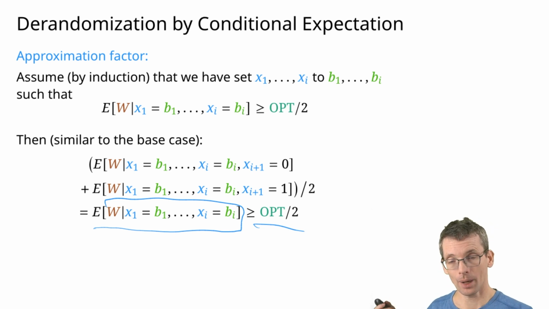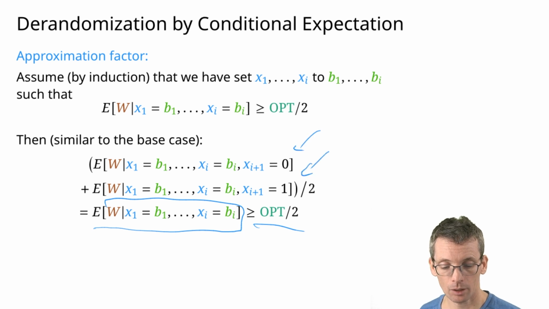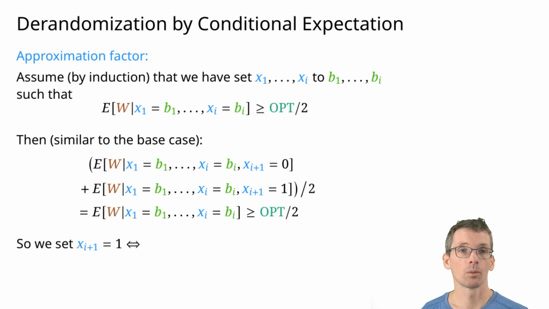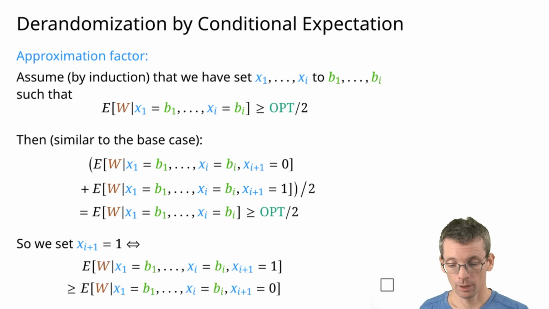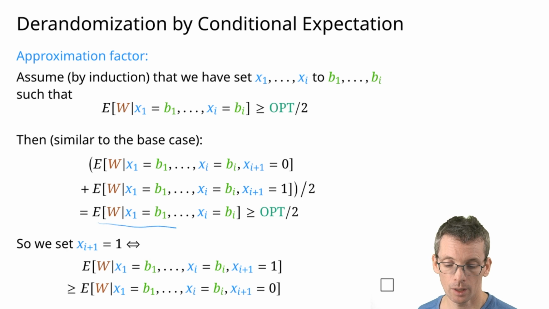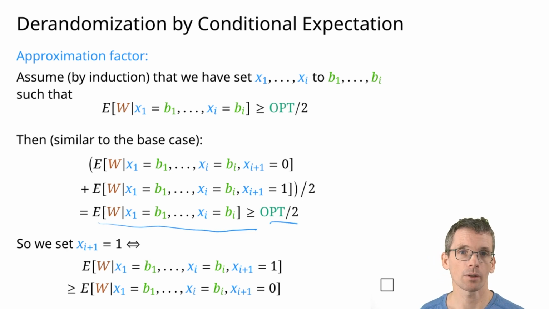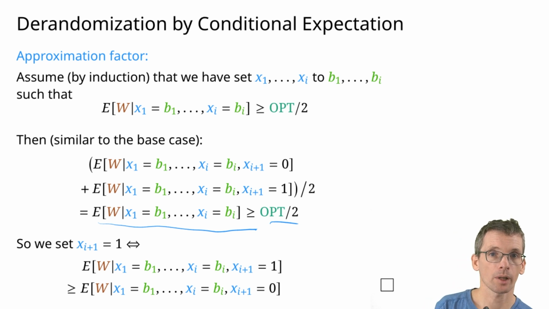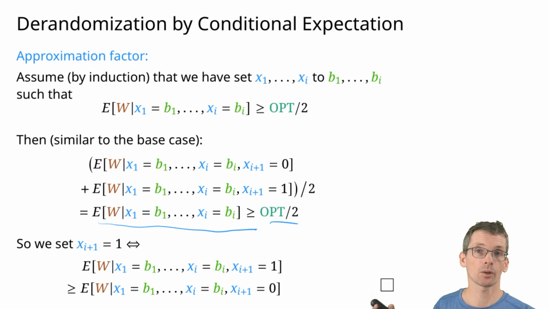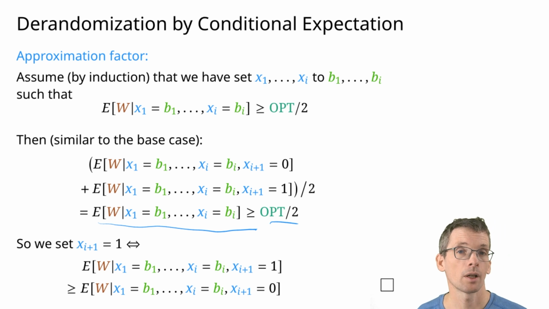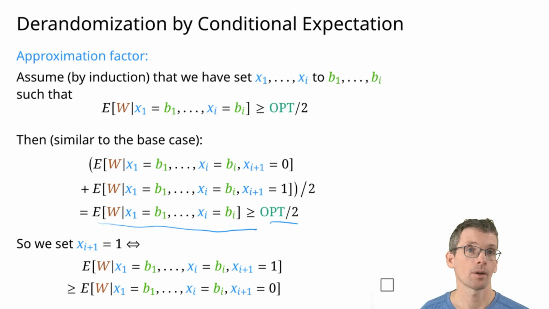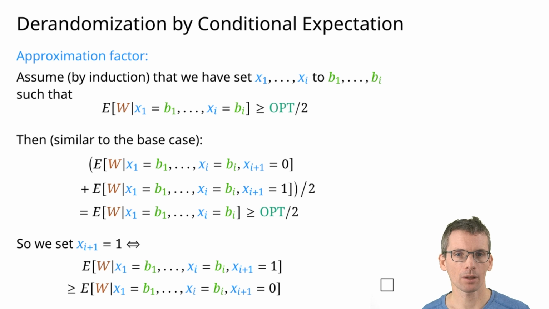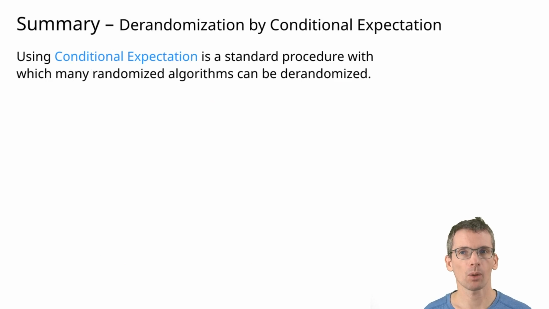So by picking the larger of those two, we make sure that we get something that is larger or equal to this value, so larger or equal to opt/2. So now, starting from a simple randomized algorithm, we got a deterministic algorithm that gives us a 1/2 approximation for MaxSat. To wrap up this part of the video, let me briefly summarize the derandomization approach that we've seen.